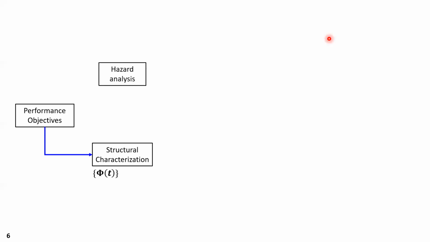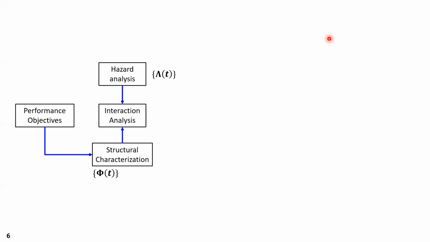So first, the methodology starts with defining some performance objectives. As I mentioned, these are qualitative measures of the performance of the structure, followed by the structural characterization that we define by the vector phi. These include the uncertainties in the material and geometrical properties of the system. Then it is followed by the hazard analysis, where the vector lambda will define the intensity measures. These intensity measures can include the landfall of the hurricane, the surge depth, wave height, and wind speed.